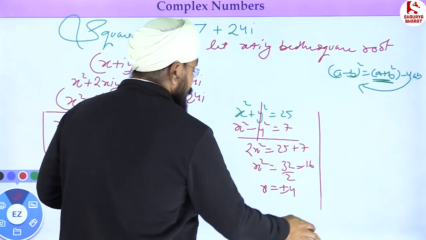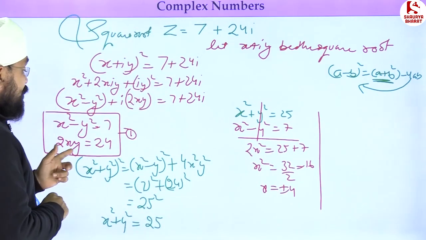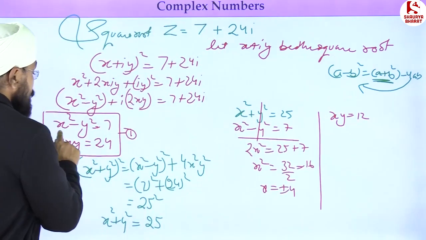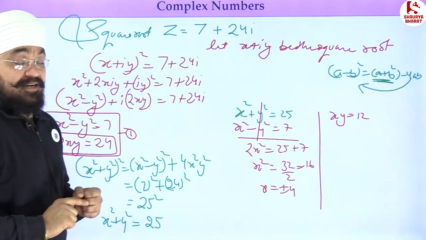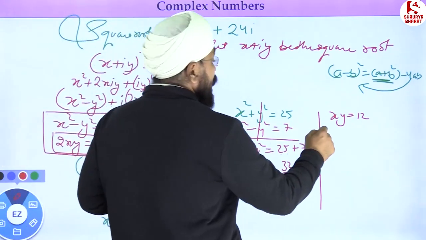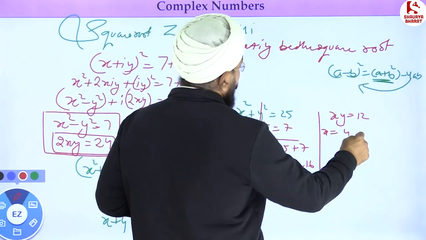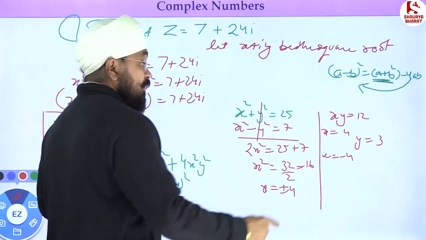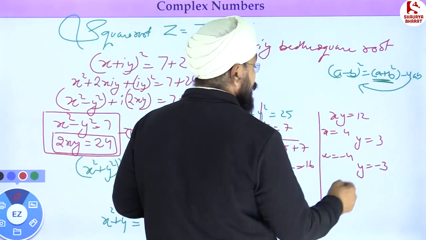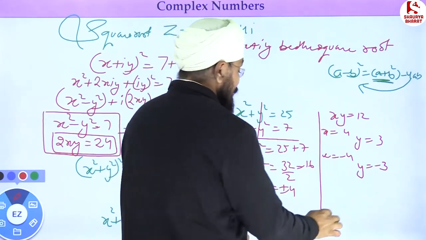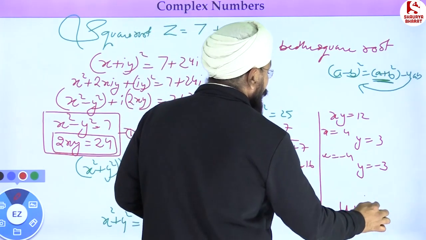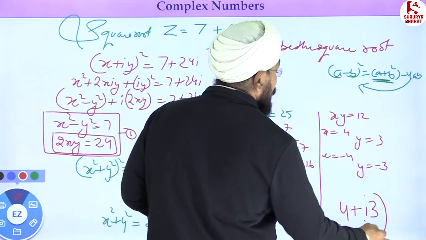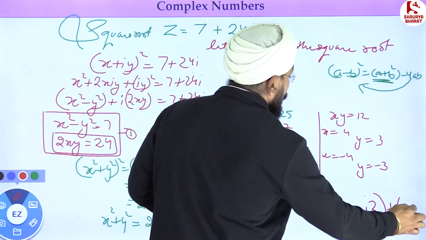In the same way, we are having one more equation, you can see, xy is equal to 12. How did we get this? This was the earlier part, so 2 can be taken to the other side. xy is equal to 12. Now if I put x is equal to plus 4, definitely y is coming 3. If I put x is equal to minus 4, that will give you y is equal to minus 3. So therefore, we are having our answer 4 plus iota 3, and the other one is minus 4 minus iota 3. It can be written as plus minus (4 plus iota 3).